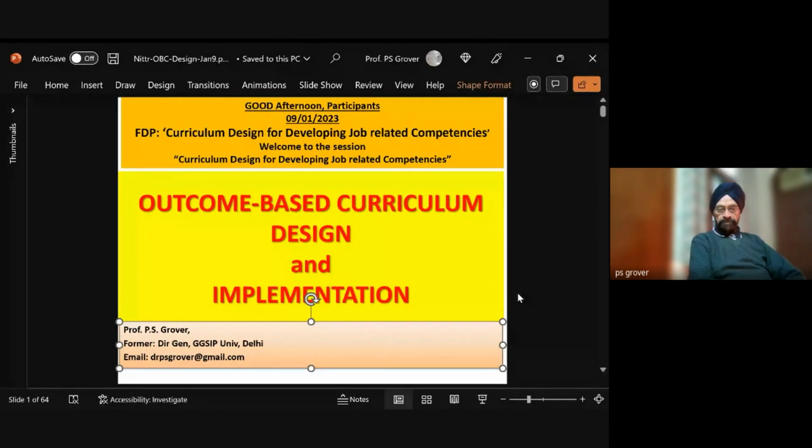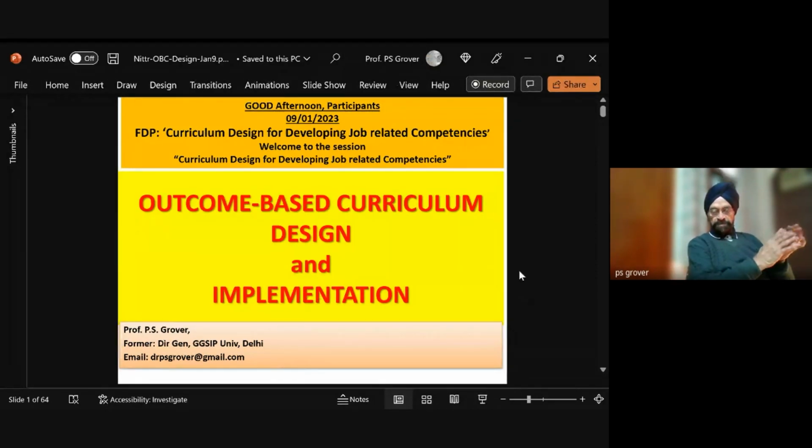This workshop, FDP on curriculum design and development, job-related competencies, is very important and very relevant in the present context. So I shall be taking up the session on outcome-based curriculum design and implementation. And my request would be, please let us make it an interactive session. Wherever you want to ask anything, please stop me and I will be happy to respond to your queries.